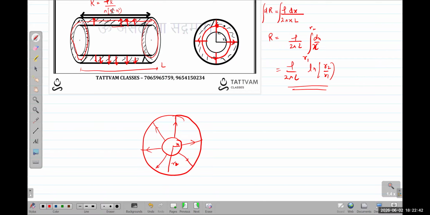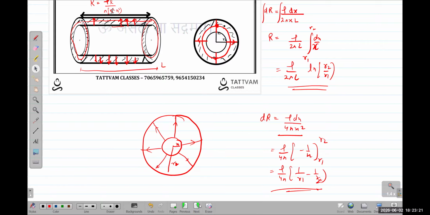Sir, I think I got it. Do you know up to one more level? So dR would be rho dx by 4 pi x square, and if we integrate that, we get rho by 4 pi into, yeah, that. Good.